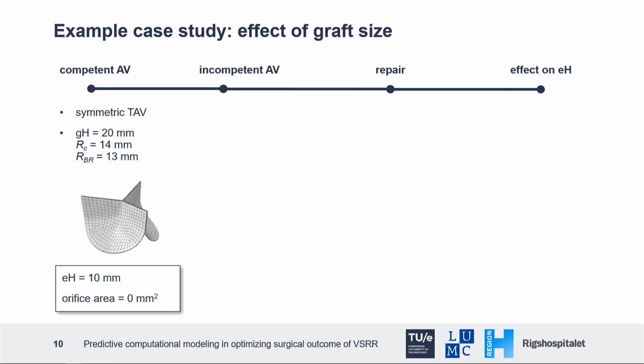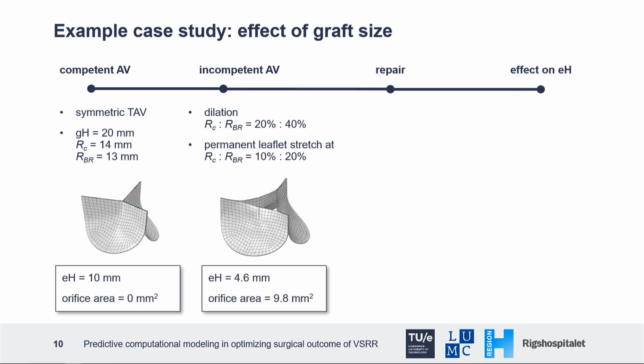So let's take a symmetric tricuspid valve. The geometric height is 20 millimeters. The radius of the sinotubular junction is 14 exactly, and the basal ring is 13. So we have an effective height here of 10 millimeters, therefore it's an effective competent valve.